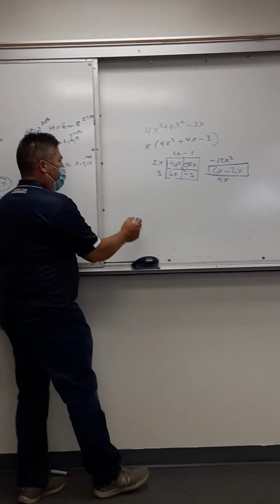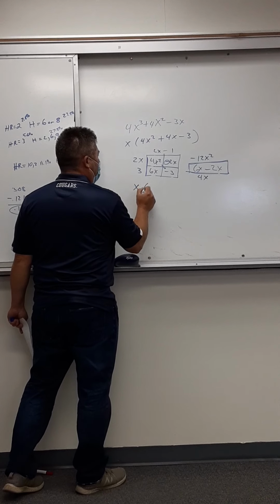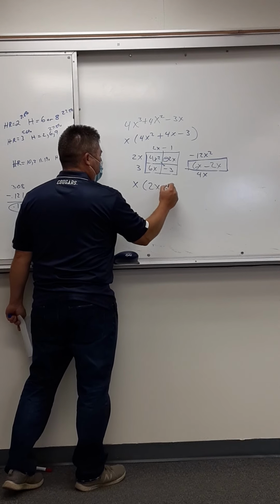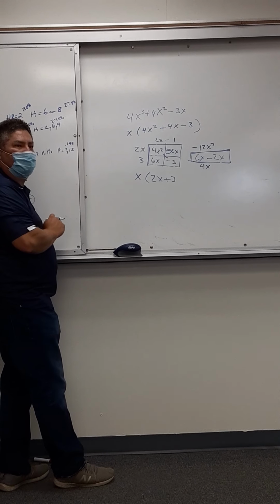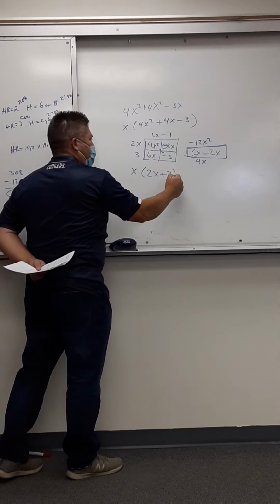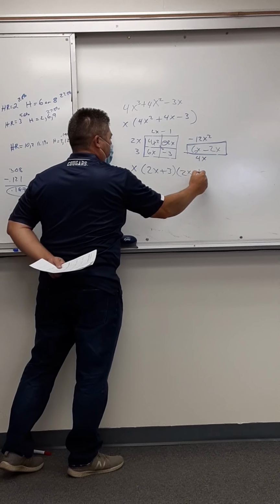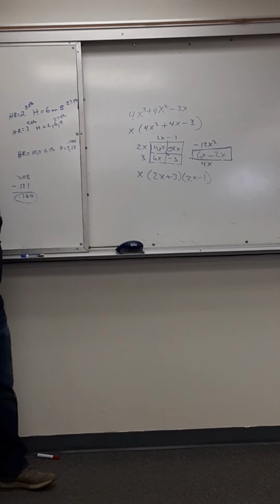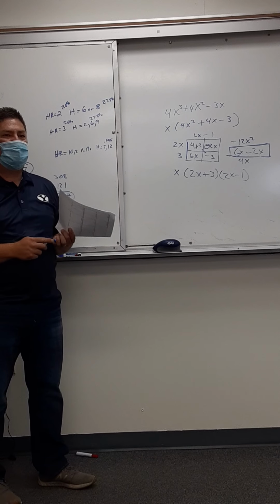All right, so what's the factorization of this whole thing? Super easy. X, 2x plus 3. Does everybody see where I got that? Where did 2x plus 3 come from? The left side. And then I have 2x minus 1. Where did that come from? The top. That's the factorization.